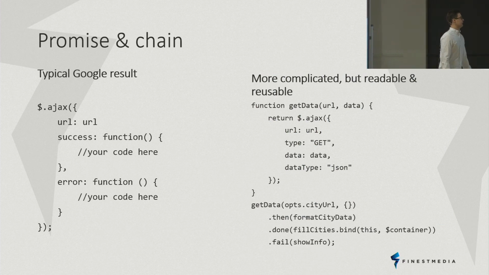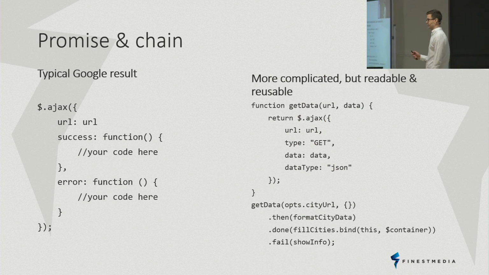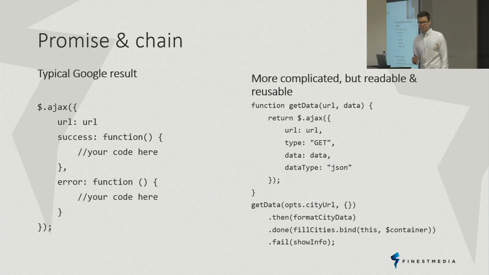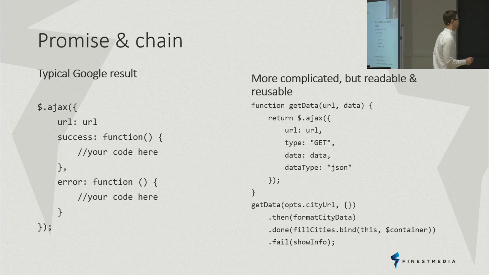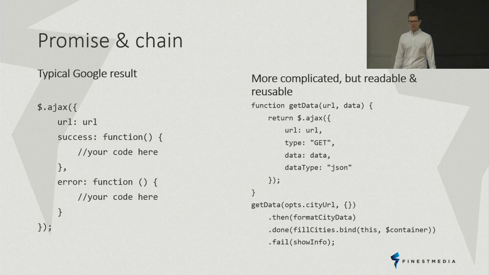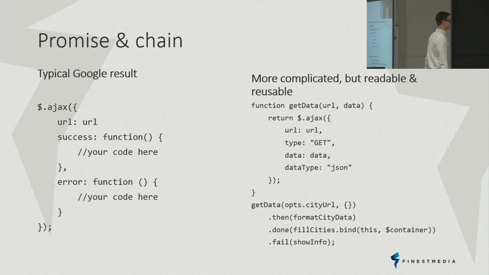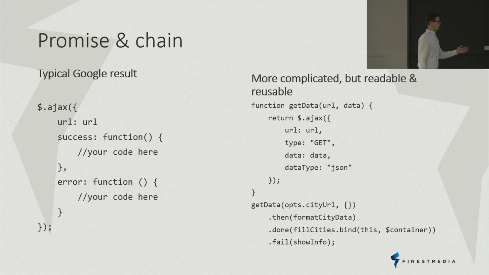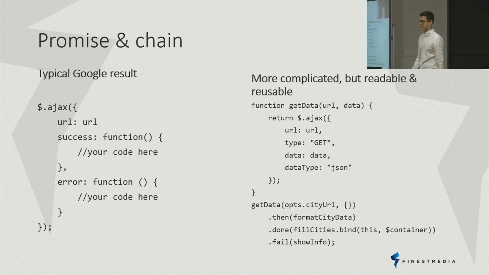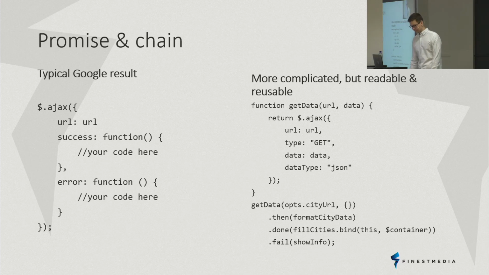Another thing that I often see when I do code reviews is that developers, especially young developers, don't know about promises and chaining. So I used a jQuery example here. On the left side, you can see the basic Google result. I think it was actually the first result, a Stack Overflow result. It's making a simple AJAX request to the URL, and if it's successful, it does something, and if not, it will probably display an error.